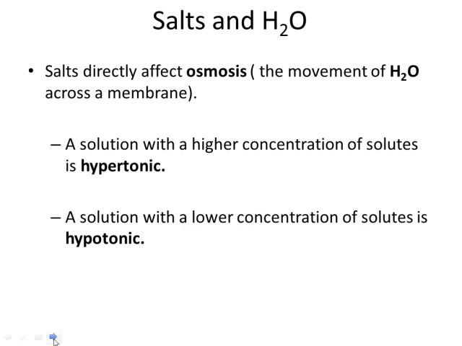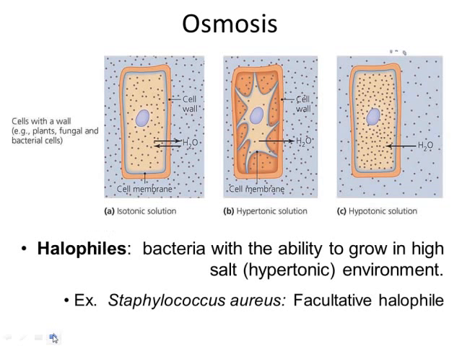So as we just stated then, salts and even sugar in the environment directly affect osmosis. And this is going to be important as we go forward because there's a group of bacteria called halophiles. Now let's define what a halophile is. A halophile is a bacteria with the ability to grow in high salt.